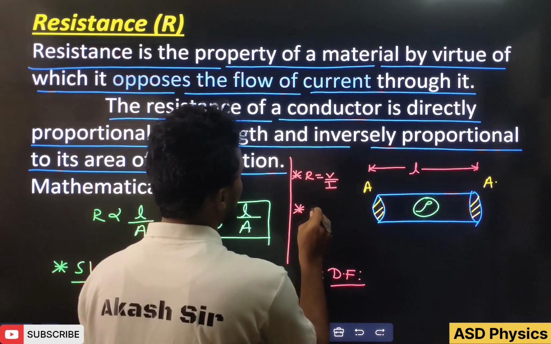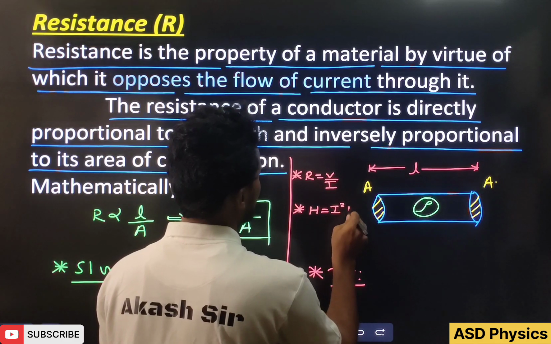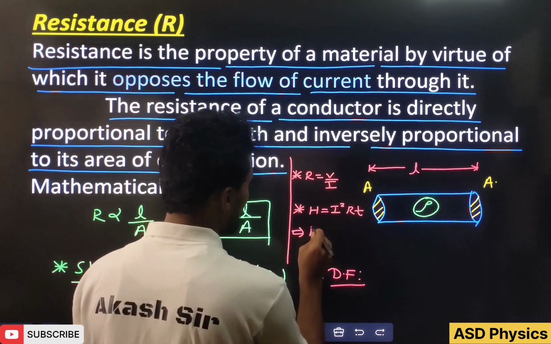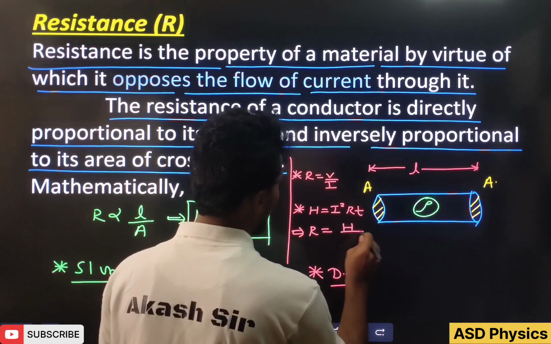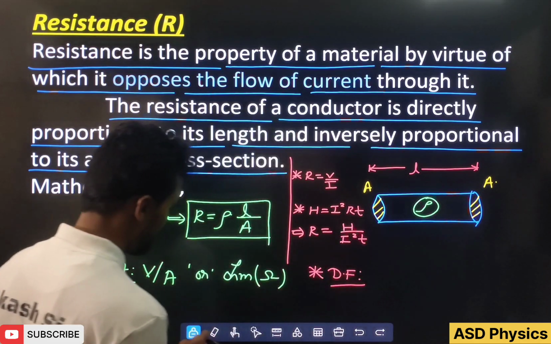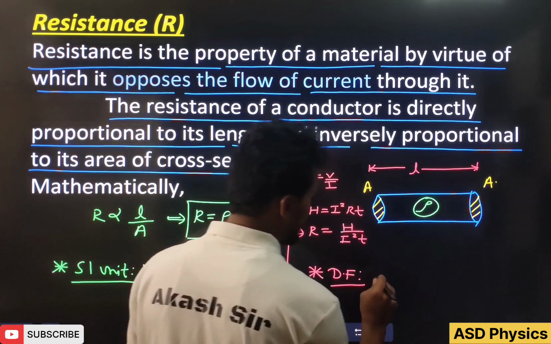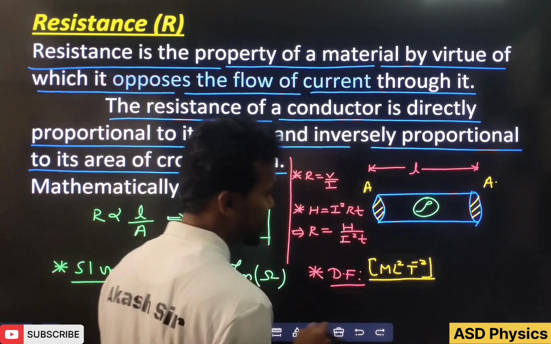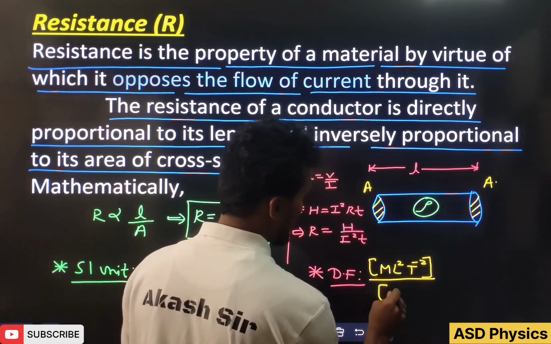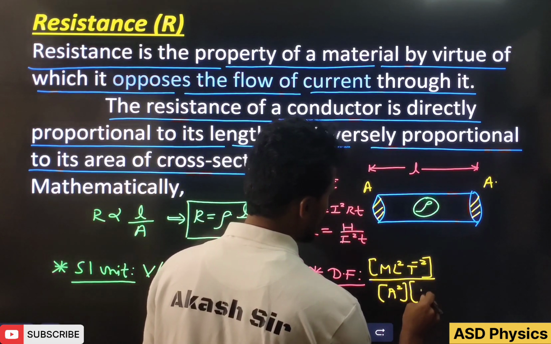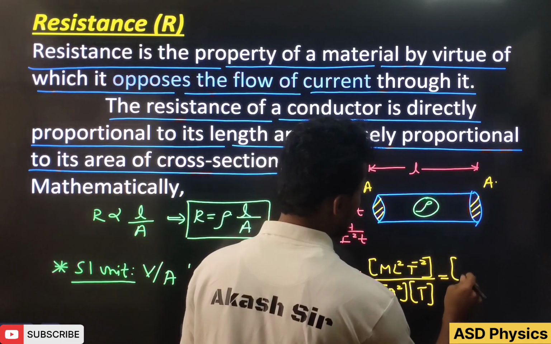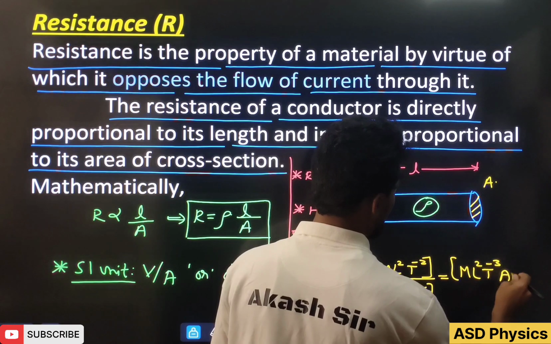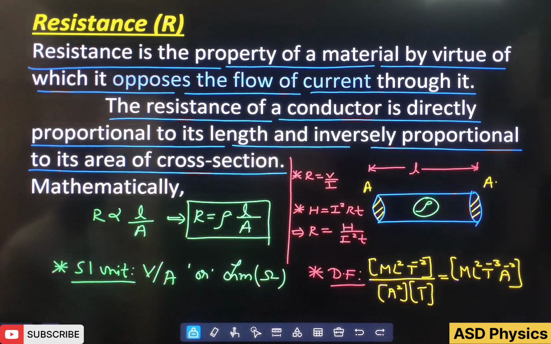Or you can get it with H equal to I square RT. I hope you know this Joule's law of heating very well. But I will calculate from here. So this R will become H by I square T. What is the H? H is the heat, that means I can write here ML square T power minus 2, just like energy, because heat is a form of energy. Current means A square and the time is T. So see, very easily we have got here ML square T power minus 3 A power minus 2. Kindly see, very well. Is it?